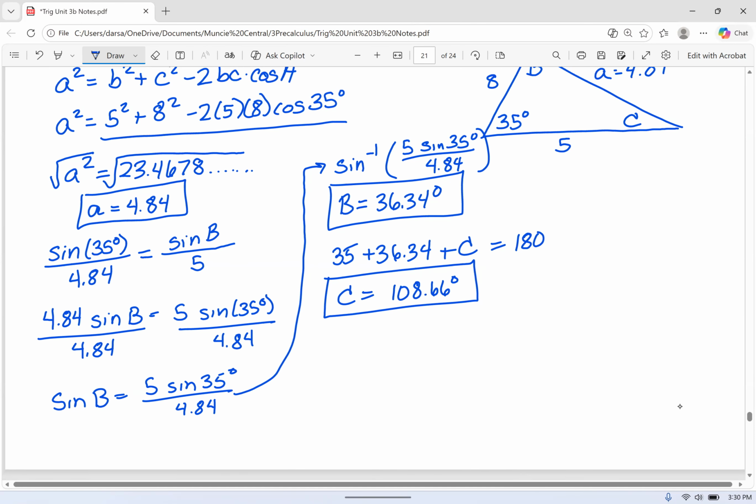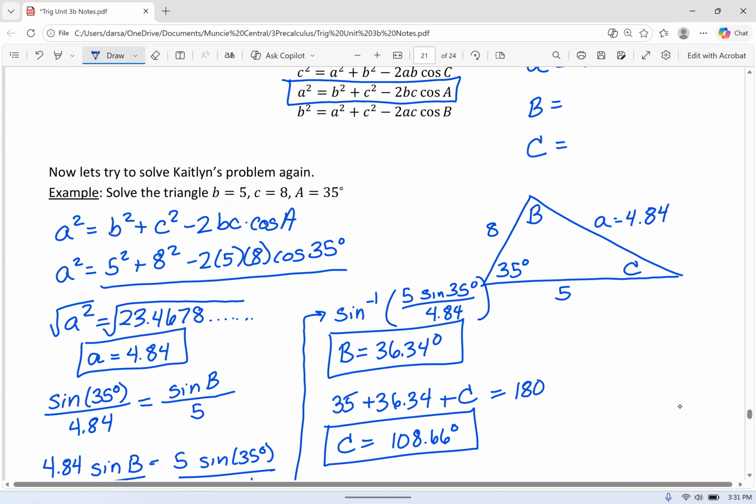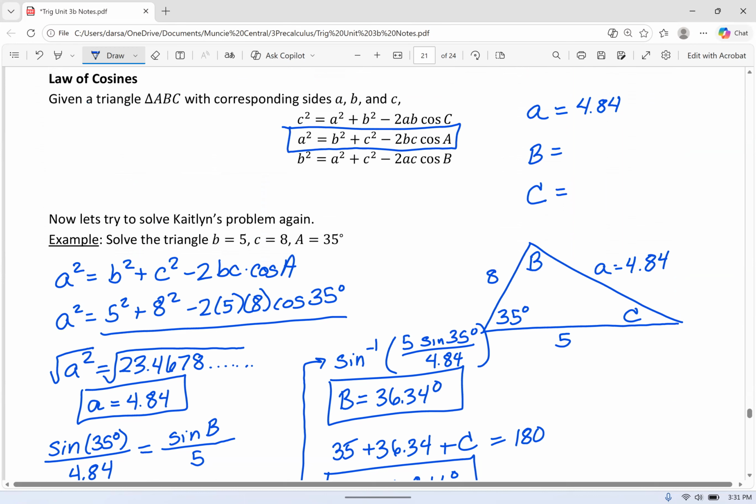Now, if you are just trying to find one side, then you can use any of these three up here that you want to use. So let's say you had something like this where it said this is 22 and this is 28 and this is 13 degrees, find x. Well, I don't have an x, so you can pick it to be anything.